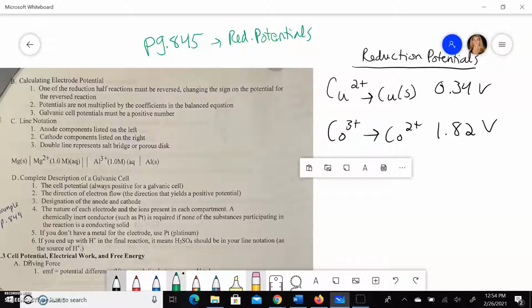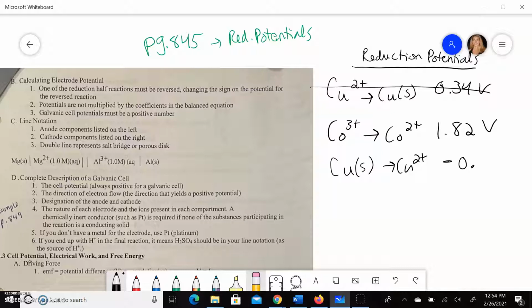What I'm going to do here instead is flip this one so that this becomes my oxidation. And now this becomes a negative 0.34, and then we can add those together. And so the E cell is going to be 1.48 volts. So the math is not bad, you just add them together. The main thing is you just have to be able to figure out which one you're flipping. And again, you want to flip the one so that when you add them together, you still get a positive value.